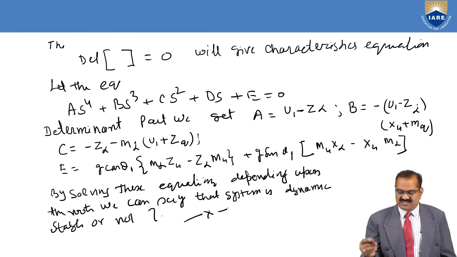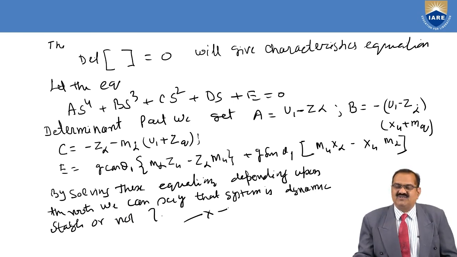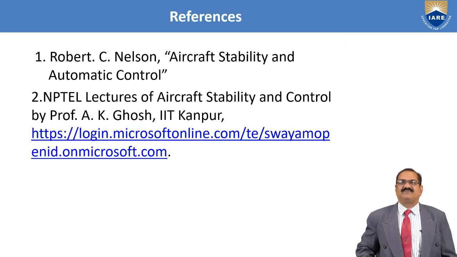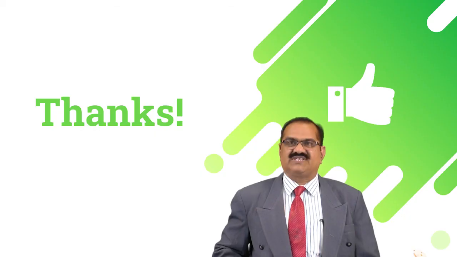So if we solve this equation, we can find out whether the aircraft is statically stable or dynamically stable, whether the aircraft is stable or not. By seeing this equation, we can find out whether the aircraft is dynamically stable or not. These are the references which we are taking from Robert C. Nelson, Aircraft Stability and Control, and the NPTEL lectures from the professor.